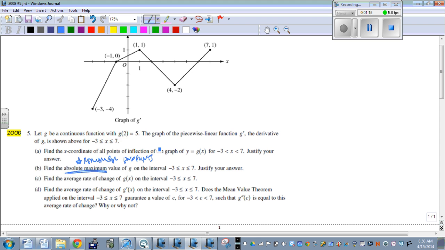Critical values, like I said, normally we'd take the derivative of the function, set it equal to 0, and solve, and those would be our critical values. It's easier here. We have the graph of the derivative. When is the derivative 0? -1, 2, and 6, right? At these points, the derivative of g is 0. Those are critical values. So those are our critical values.